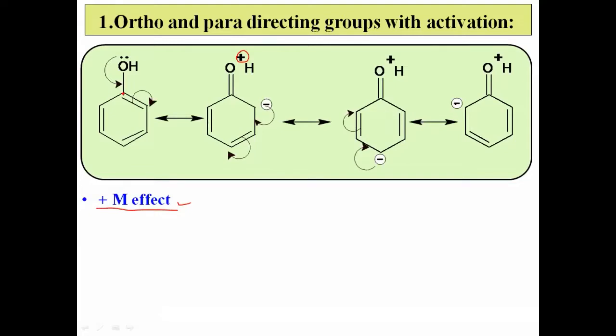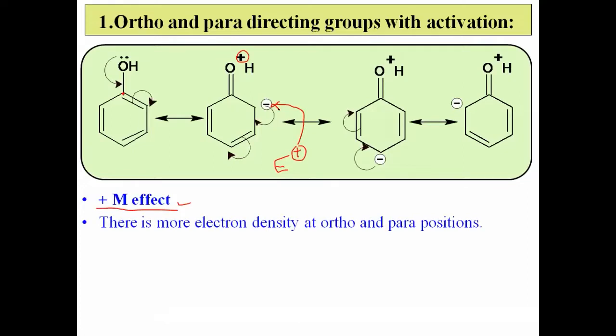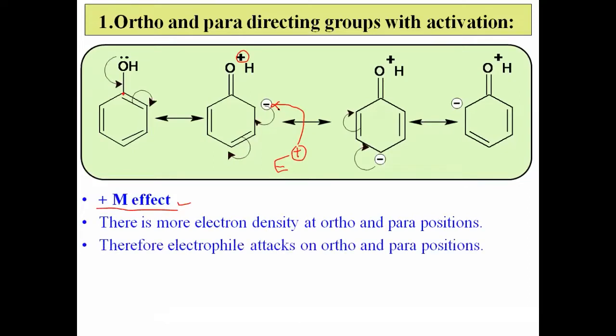Those positions are electron rich, and therefore the electrophile, which we know is positively charged, can be easily attacked on the ortho and para positions, because those positions have a negative charge and are electron rich. Thus phenol undergoes electrophilic substitution at the ortho and para positions. This is the reason why phenol undergoes electrophilic substitution at ortho and para.